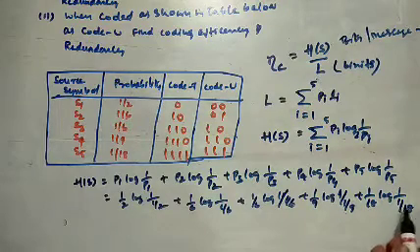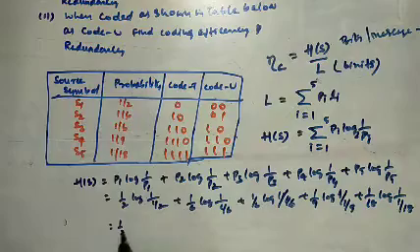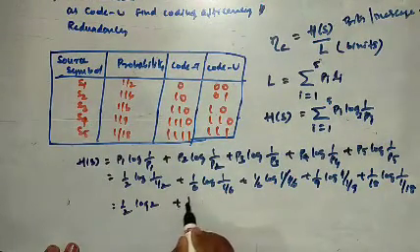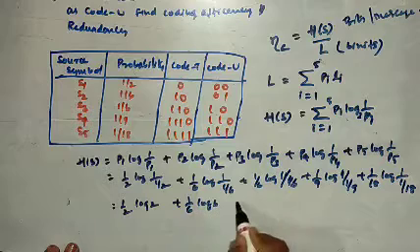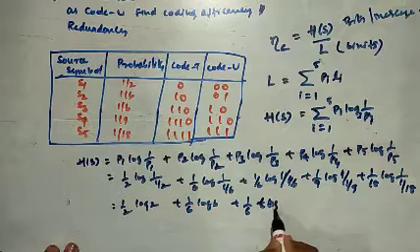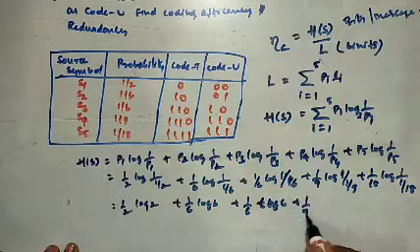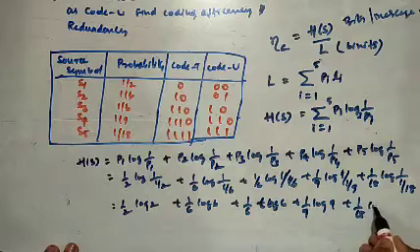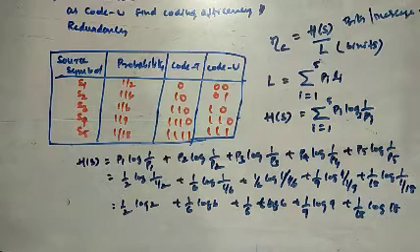And this moves to the numerator. We can write this as 1 by 2 log 2 plus 1 by 6 log 6 plus 1 by 6 log 6 plus 1 by 9 log 9 plus 1 by 18 log 18.